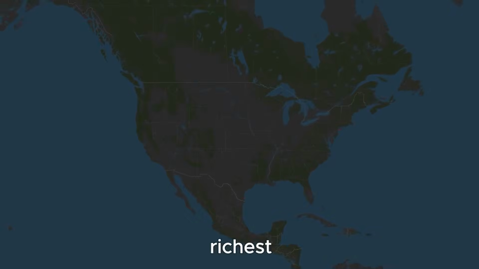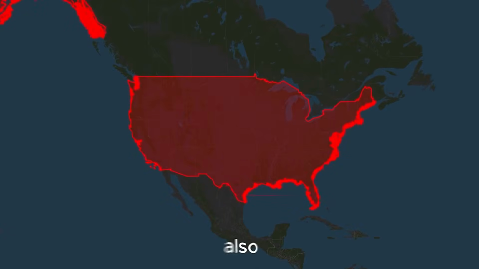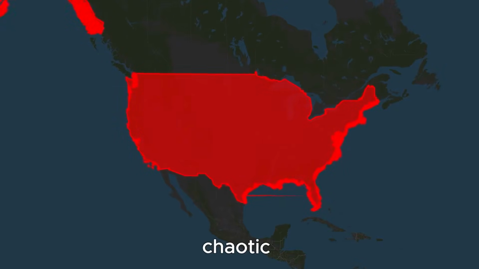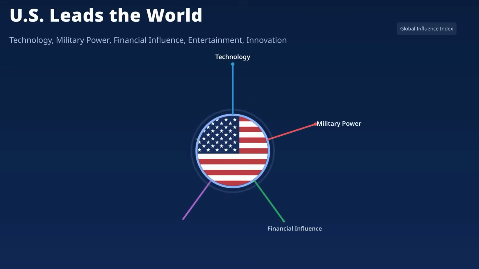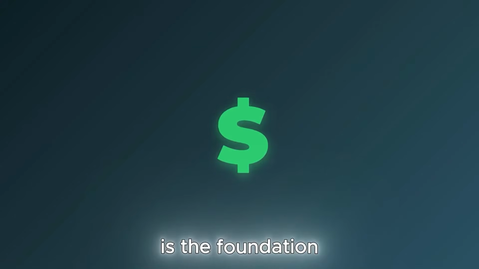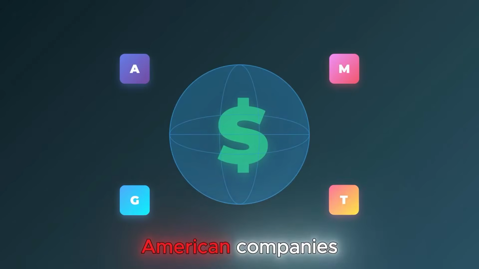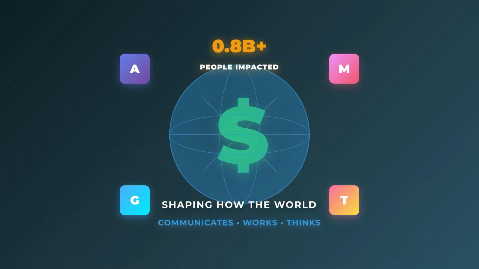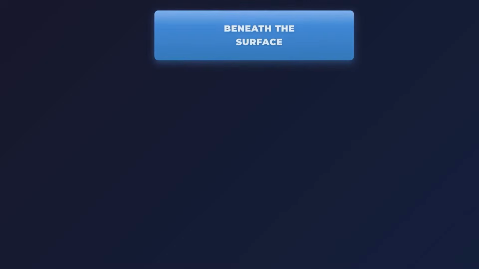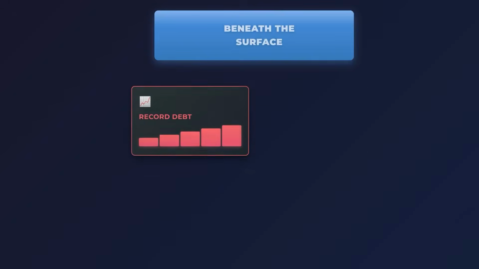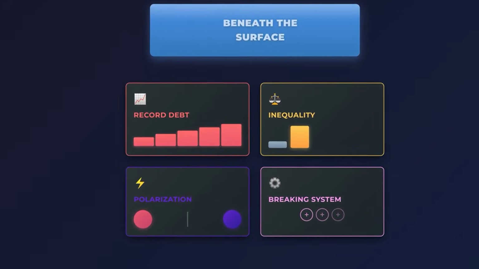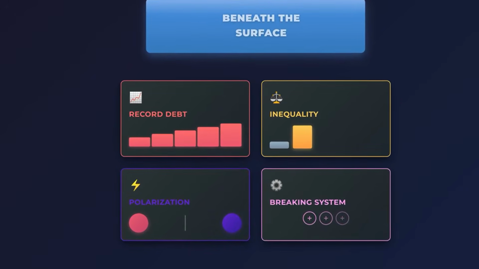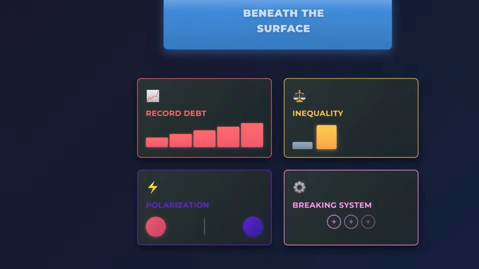The United States is the richest and most powerful country in the world, yet also one of the most divided, chaotic, and unpredictable. It leads the planet in technology, military power, financial influence, entertainment, and innovation. The US dollar is the foundation of global trade. American companies shape how billions of people communicate, work, and think. But beneath the surface lies a country struggling with record-high debt, widening inequality, political polarization, and an economic model that sometimes seems designed to break itself while racing forward at full speed.